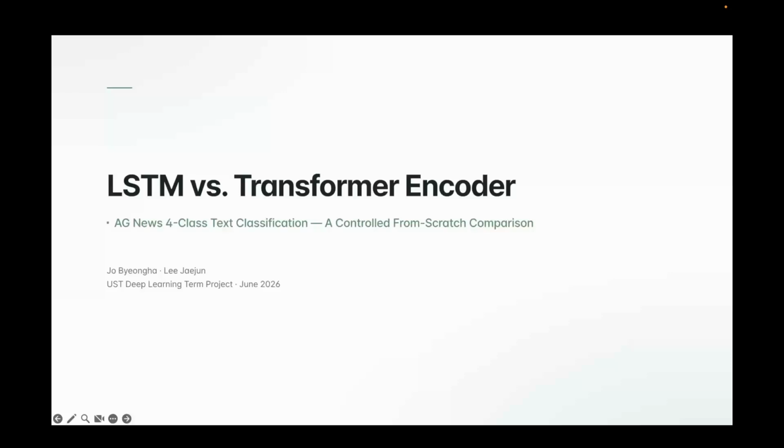Let's begin. This is our term project, a from-scratch comparison of an LSTM and a transformer encoder on AG News. I'm Byeongha, presenting with Jaejun Lee. Our goal is not the highest accuracy. We want to understand how these two architectures behave differently when trained under the same conditions.